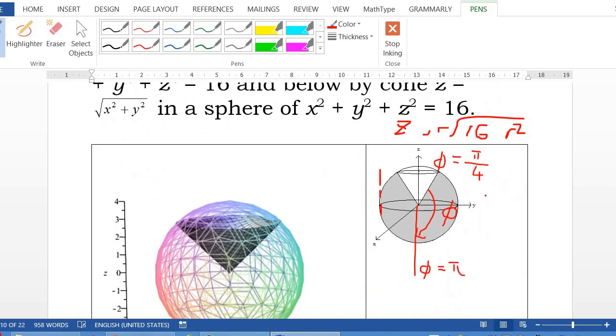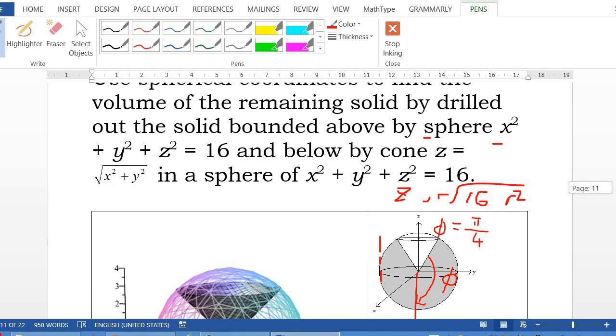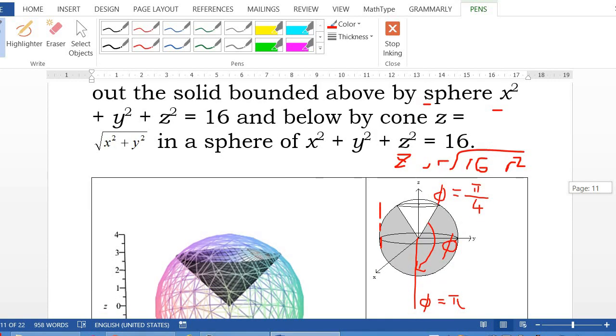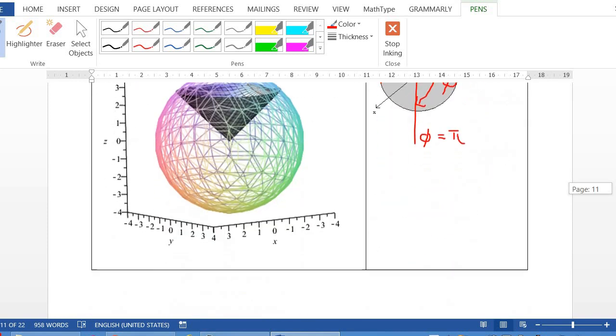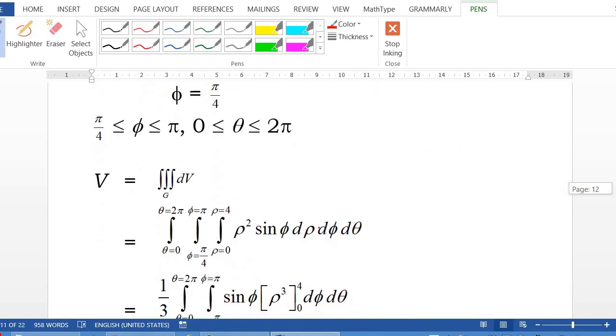In example 5, what we want is the volume after you drill out the cone from example 4, leaving the gray solid. So rho will be the same because it is the same sphere: rho from 0 to 4, with dV = rho squared sin phi d rho d phi d theta. Theta is still 0 to 2 pi because the projection is still a full circle. But phi is from pi over 4 up to pi.